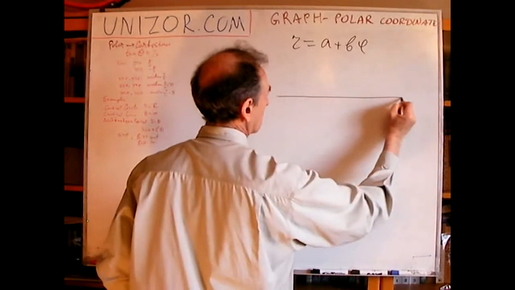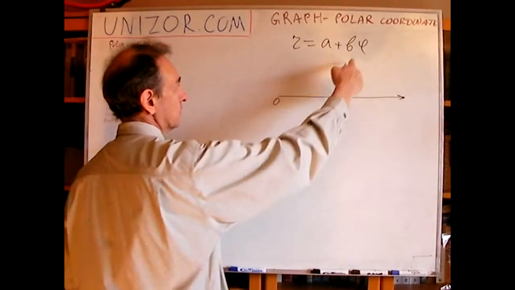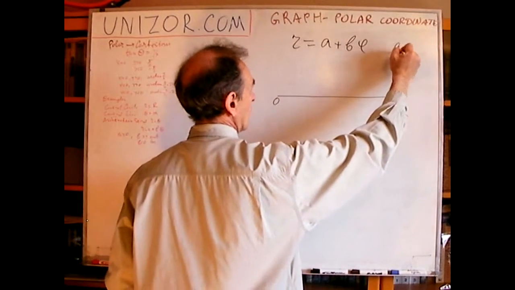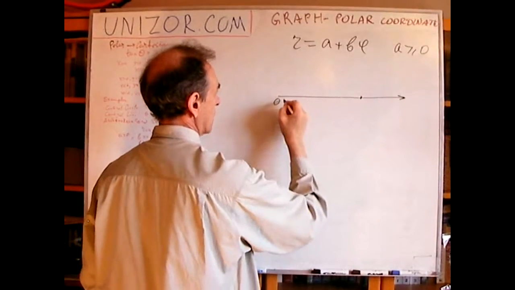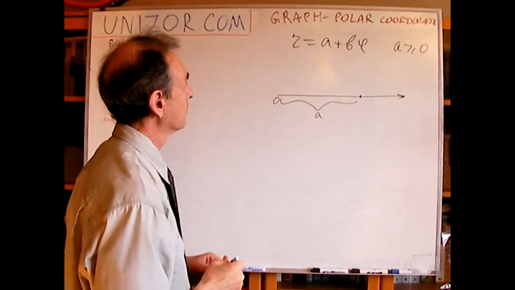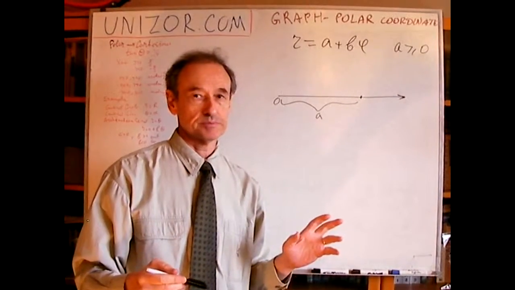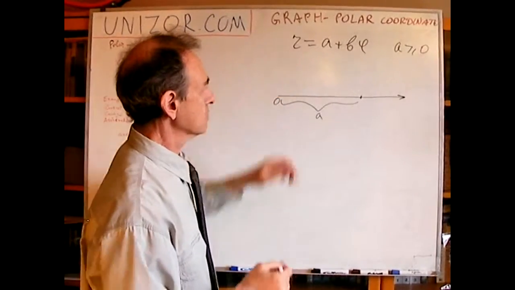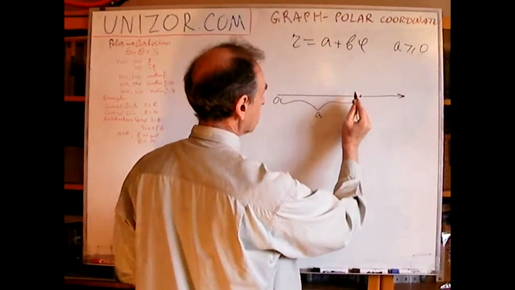We start again from our polar axis. So at phi equal to 0, my r is equal to a. So a should be greater than or equal to 0. So this is a. Okay? Now, let's consider that b is positive. So as phi is increasing, r is also increasing. So it will be further.